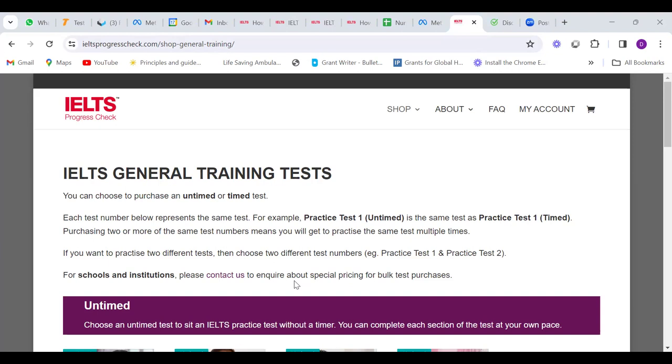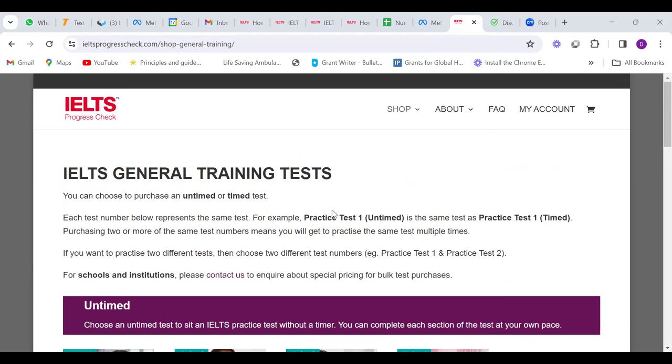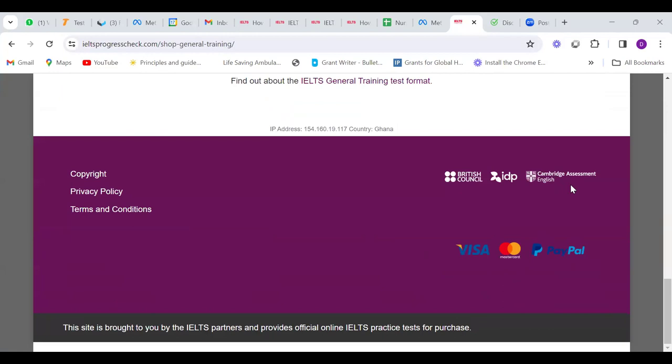Okay. All right. I want to introduce you to a beautiful application the British Council had developed. In fact, it's been here for ages, but most people do not use it or are not aware of it. I want to introduce you to it. It is called IELTS Progress Check. This application is a wonderful tool you can use. It is developed by the British Council, IDP, and Cambridge University, original owners of IELTS.